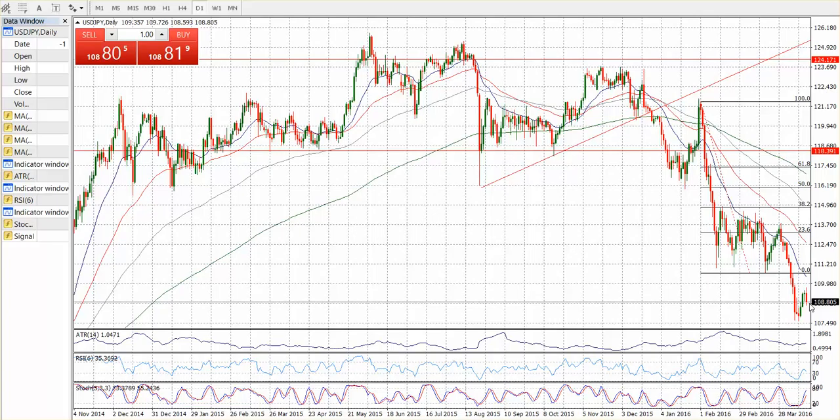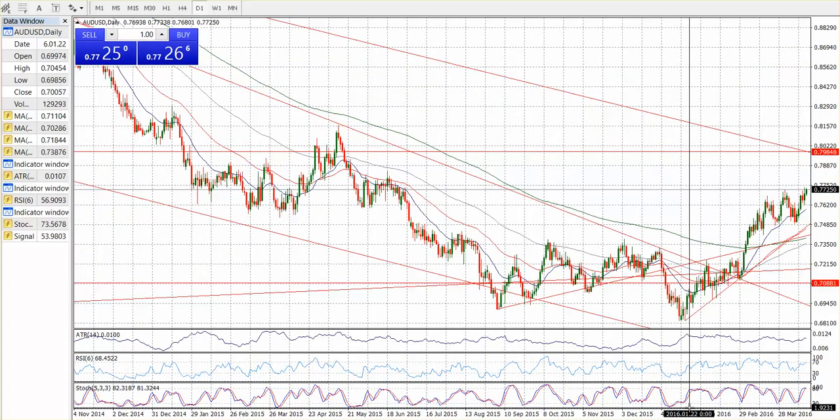And we've got a target set of 105, which should be somewhere off the chart at the moment. We're again about 415 points in profit on that one so far. The same day as we took that, we took Aussie dollar. This is a buy trend.